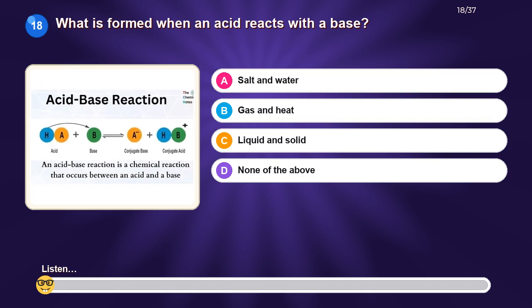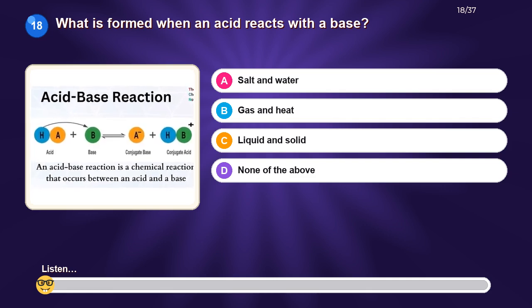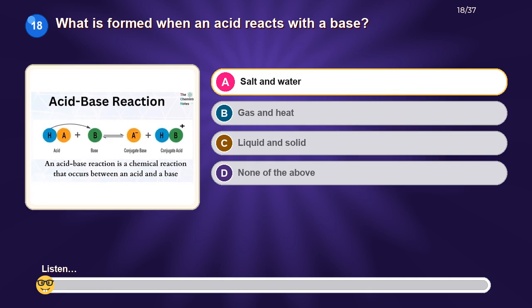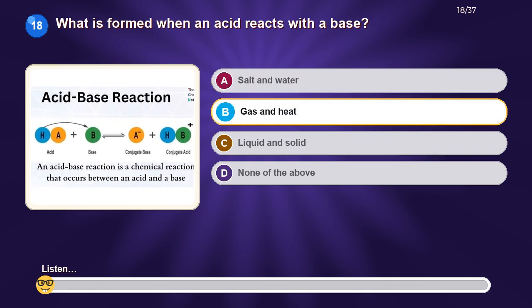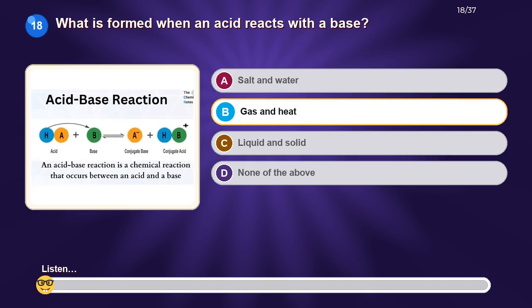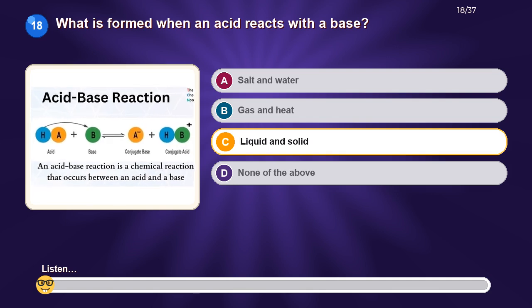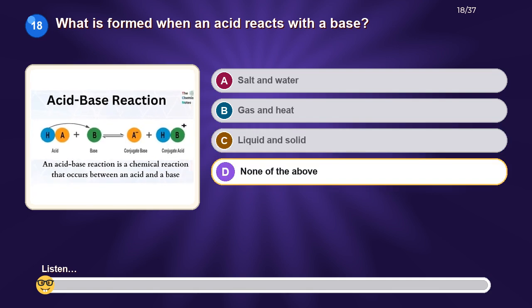What is formed when an acid reacts with a base? Option A, salt and water. Option B, gas and heat. Option C, liquid and solid. Option D, none of the above.